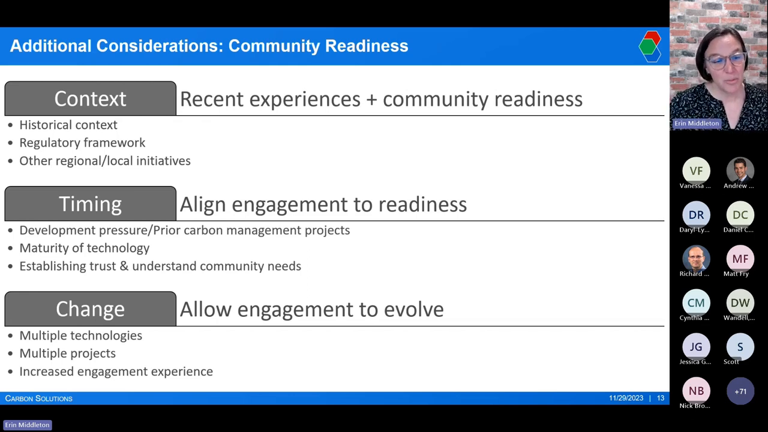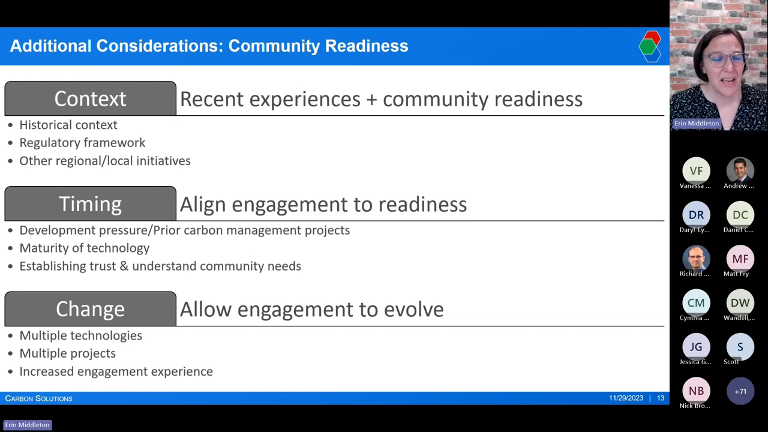This is especially true with the maturity of the technology. There were many projects right now that are being launched in various phases, and some people knew a pilot project and some people knew they were farther along. Some people had only heard the name and had no idea how far along it was. So having an engagement strategy that matches the technology is important.